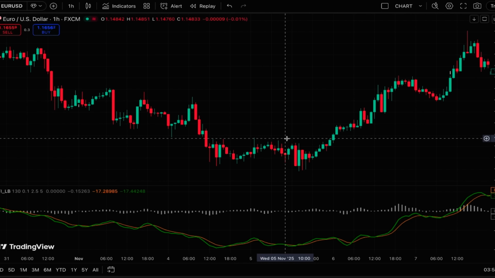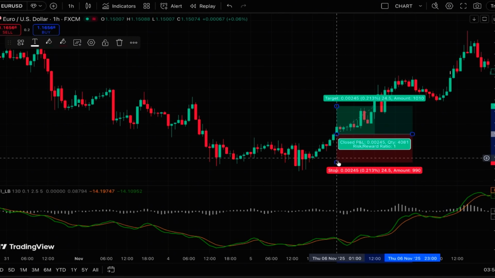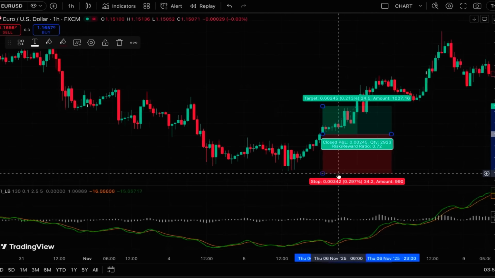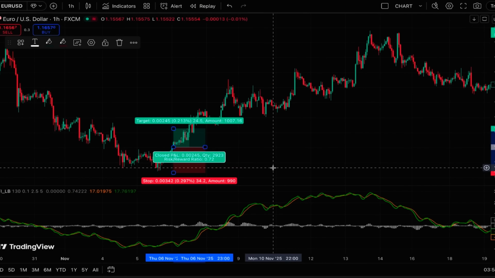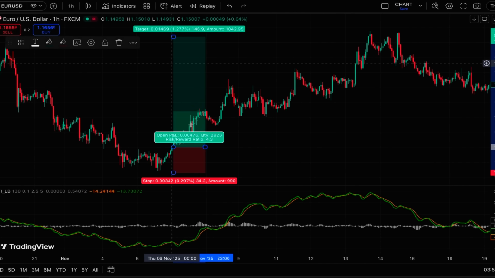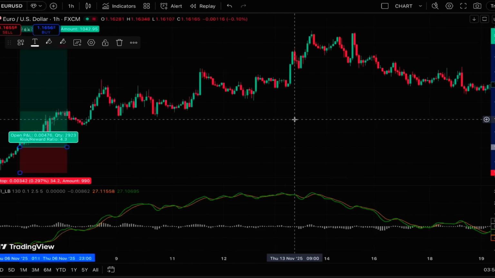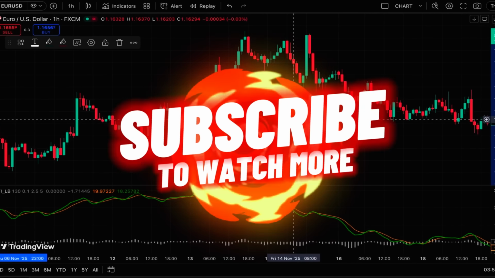So in practice, you can see that this level was broken here and we could enter a long position at this point with the stop loss below the last lower low. You can see how the price turned to an uptrend and advanced up to this point, creating a very profitable position. This was a long position setup, and now let me teach you a short position setup.